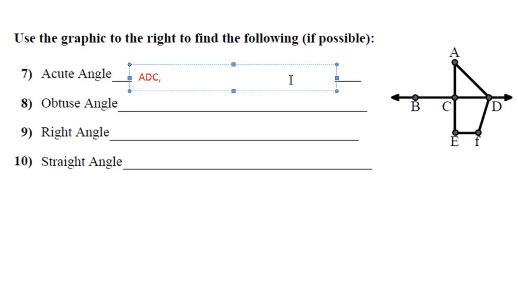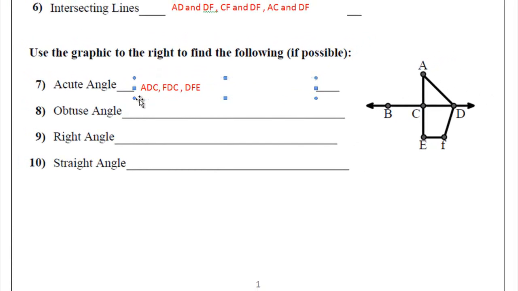We have F, D, C. We have D, F, E. Acute angle. Okay, obtuse angle is angle more than 90... Here, AD, and I will assume this is Y, so ADY or YDF. It's an obtuse angle, ADY and YDF.